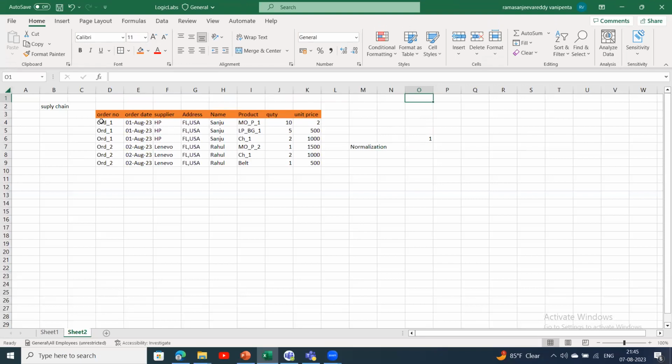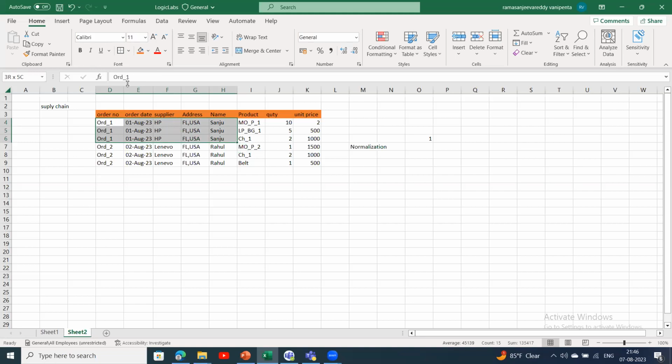See, first normalization says there should not be any duplicate data. Is there any duplicate data here? No, there is no duplicate data. And second normalization says split the data into different levels in such a way that there should not be any interdependency. See, order number, order date, supplier, address, name. These things are repeating for each and every order. Yes, that is true, this is repeating.